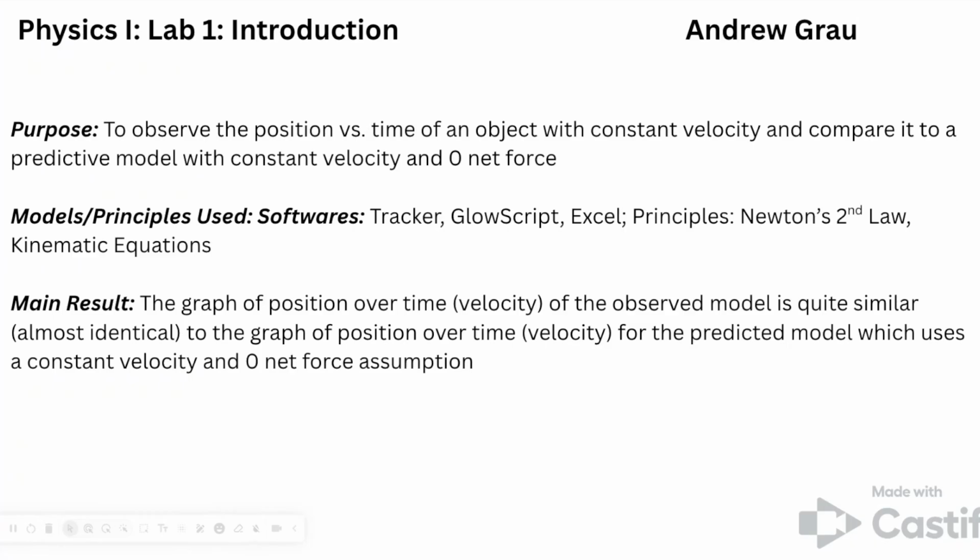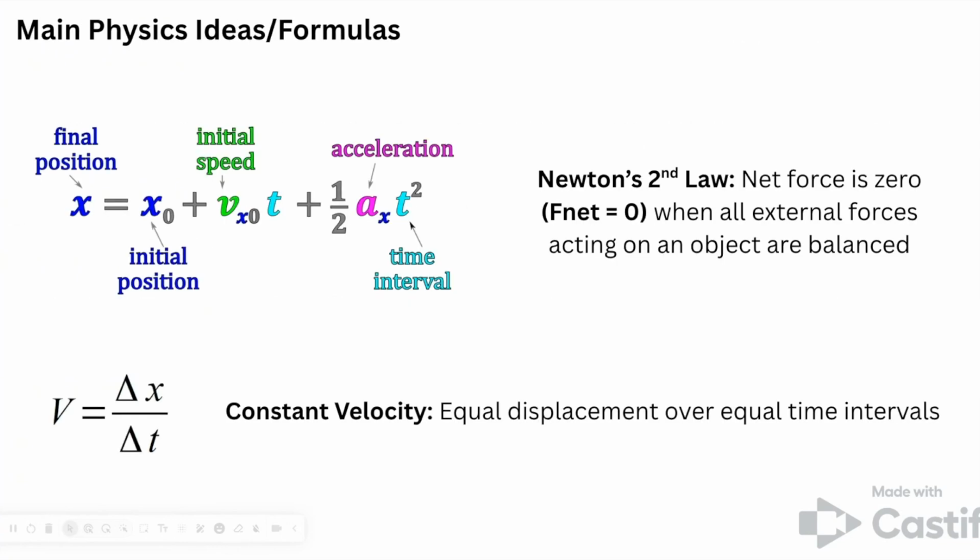So the purpose of this lab is to observe the position versus time of an object with a constant velocity and compare it to a predictive model also with constant velocity and zero net force. For this lab, I used Tracker, GlowScript, and Excel as software, and the principles at play were Newton's second law and the kinematic equations. The main result of this lab was that the velocity graph of the observed model was very similar to the velocity graph of the predictive model, which uses a constant velocity and zero net force assumption.